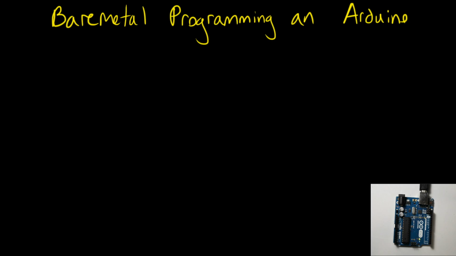Today we're going to be doing the blink LED tutorial, right, where you make an LED turn on and off forever, but we're going to be doing it in C without the Arduino IDE, on bare metal.